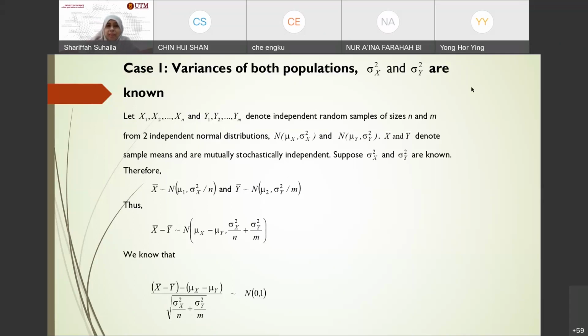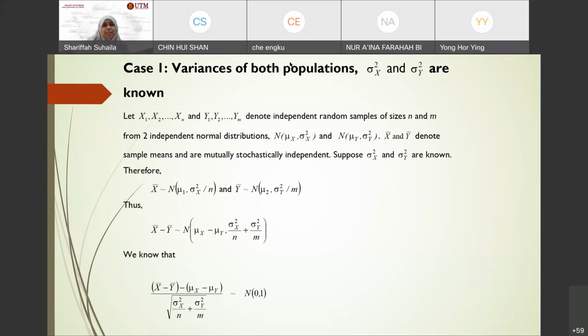So again, you have the difference between two population means. The first case is where sigma square x and sigma square y are known. Known means it is already stated in the question. Let's say X is normally distributed with mean mu and sigma square equal to 5, and Y with mean mu y and sigma square equal to 9. So that is your case of known variance.